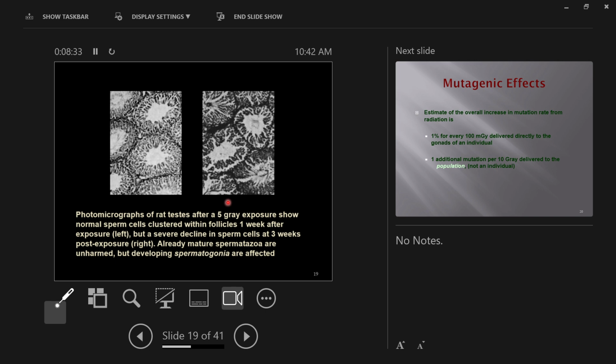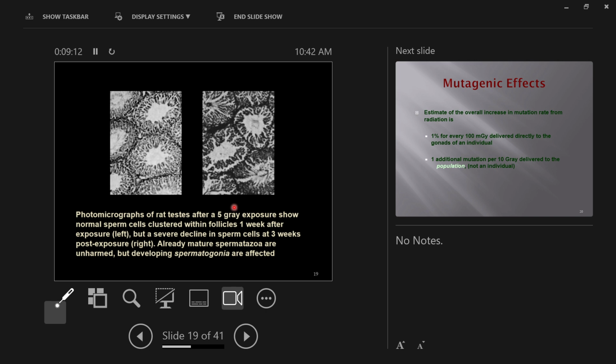These are two photomicrographs done on rat testes, so male rats. After 5 grays of exposure, now 5 grays is quite a lot. If this were exposure to the whole body in a human, what's likely to happen? Death, right? That's above the LD 50/30 threshold, which is like 3.5 to 4 gray. This is 5 gray, but importantly, this is 5 grays of exposure to just the testes in a rat. So it probably didn't kill the animal, but it did cause permanent sterility in the animal.